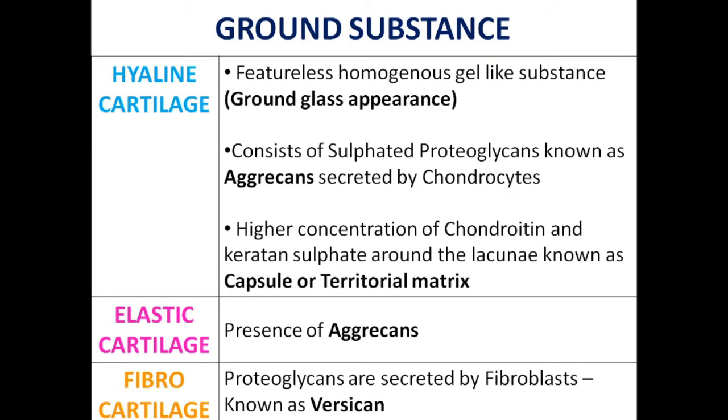So coming to the ground substance, the hyaline cartilage consists of a featureless, homogeneous, gel-like ground substance which gives the ground glass like appearance, and it consists of sulfated proteoglycans which are secreted by the chondrocytes, and they are called aggrecans.